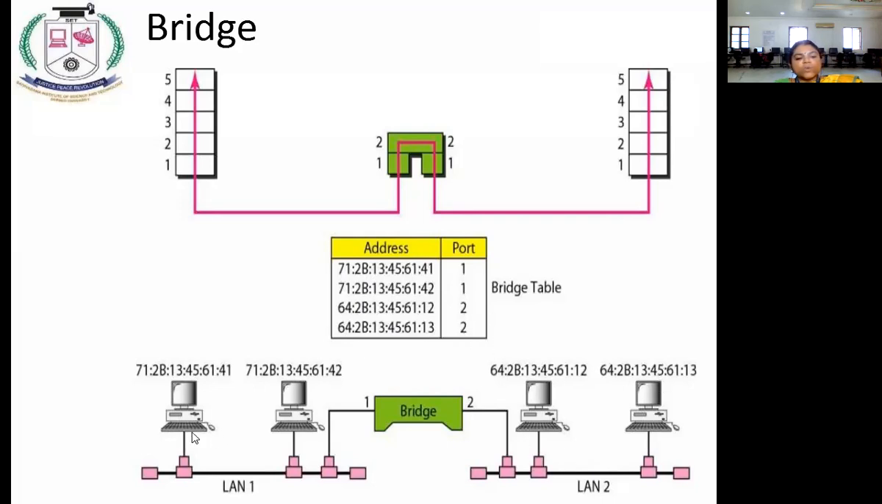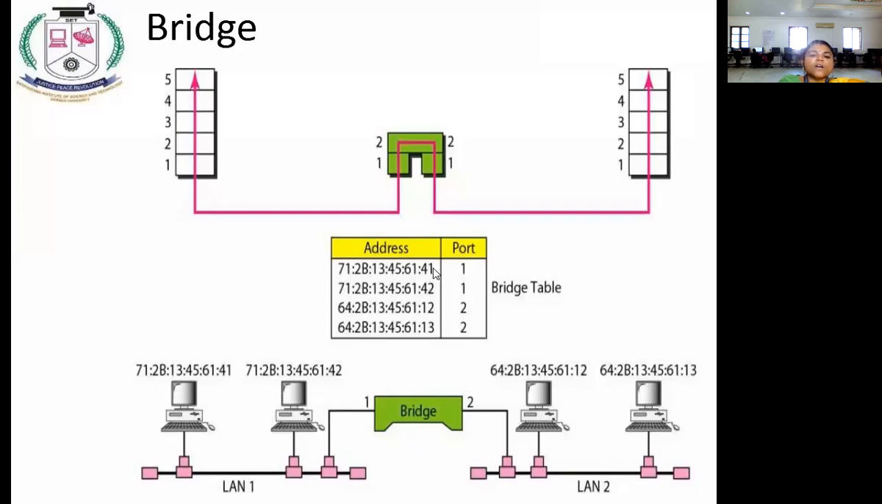Suppose data has to be transferred from 41 to 13. After receiving the frame at port 1, it will come to know that the source is available in port 1 and the destination address is available in port 2. So it will transfer the frame from port 1 to port 2, if the data has to be transferred from address 41 to address 13.